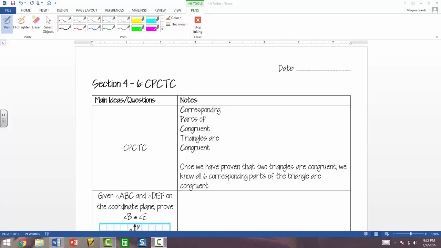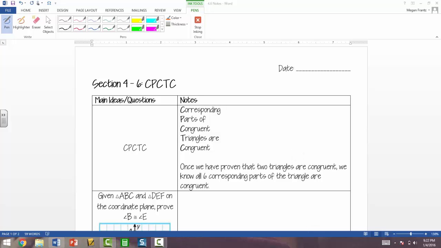Let's talk about the last section of Chapter 4, CPCTC. So it's a bunch of letters, but it stands for the corresponding parts of congruent triangles must be congruent. What this is doing is tying in everything that we've learned so far in Chapter 4.